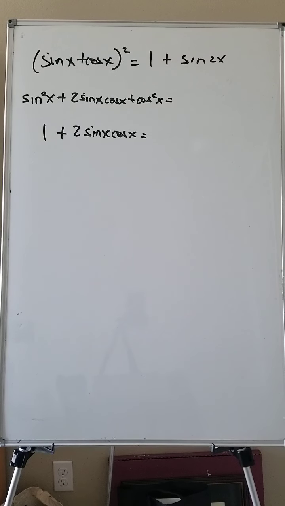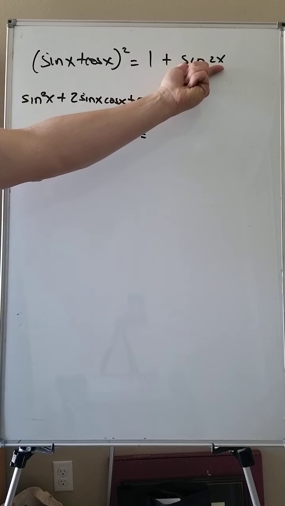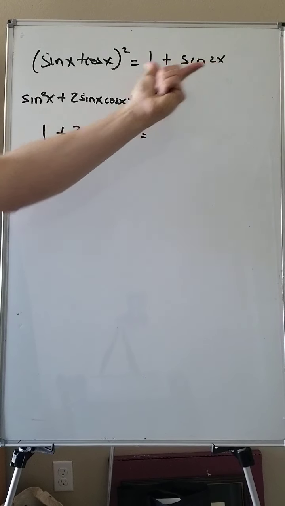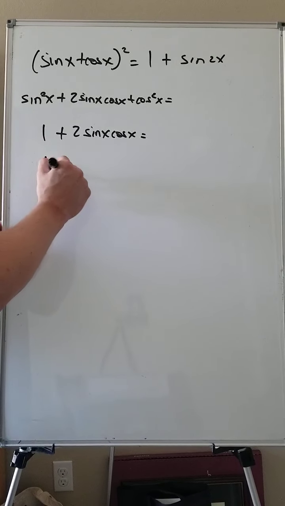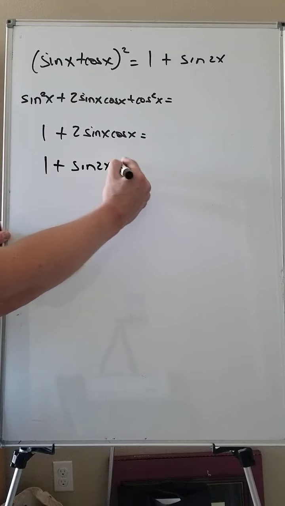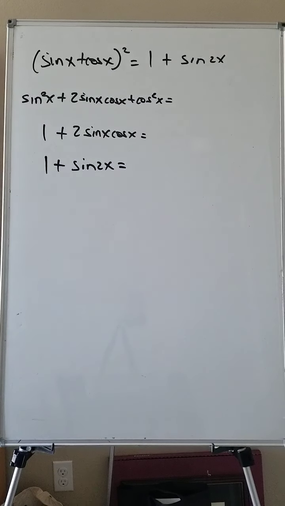That's a double angle formula, okay? We have a double angle formula we put into our notes. Well, what does sine 2x equal? If you go back and look at your notes, sine of 2x literally just equals this expression right here, which means I can rewrite this as 1 plus sine 2x, and then we're done.